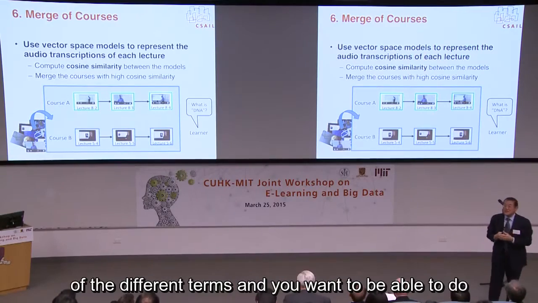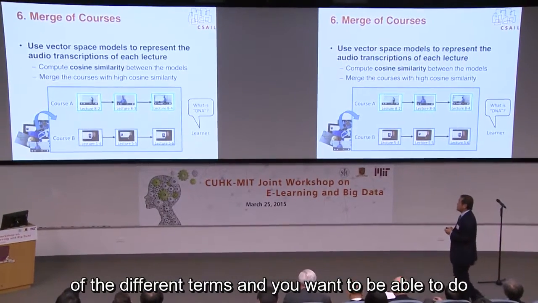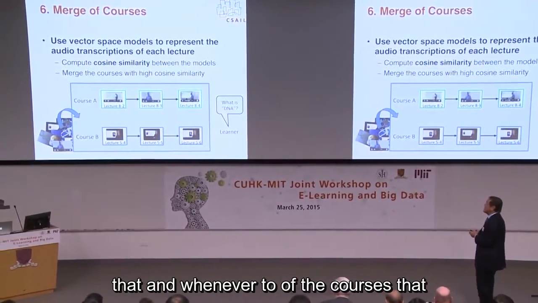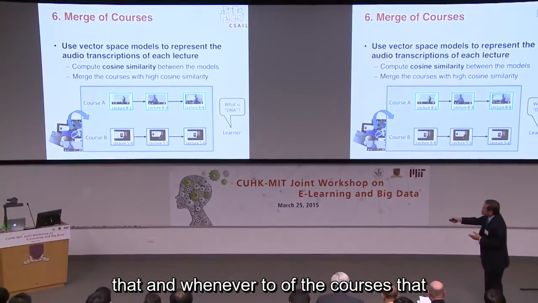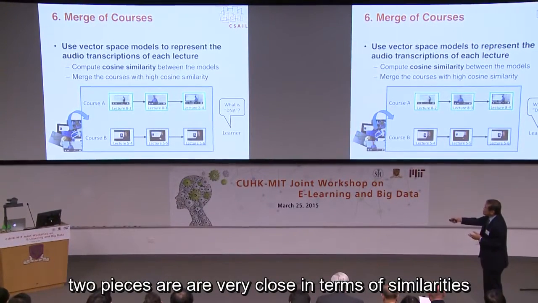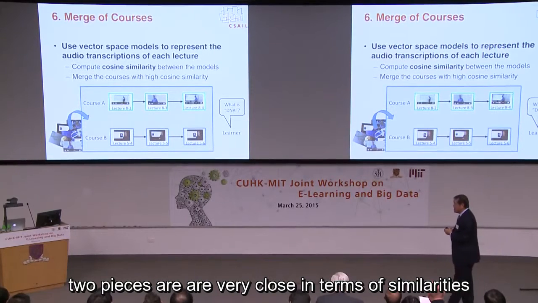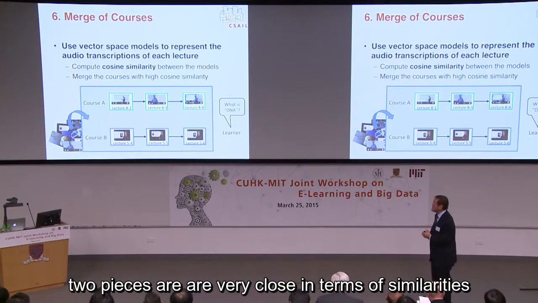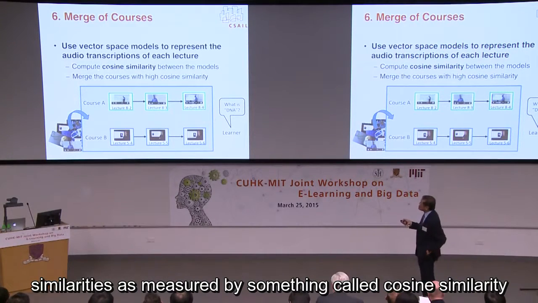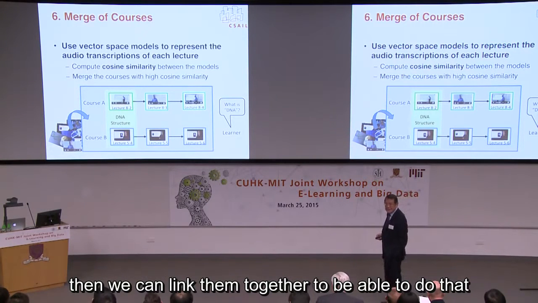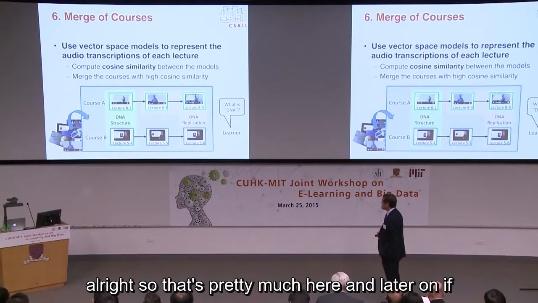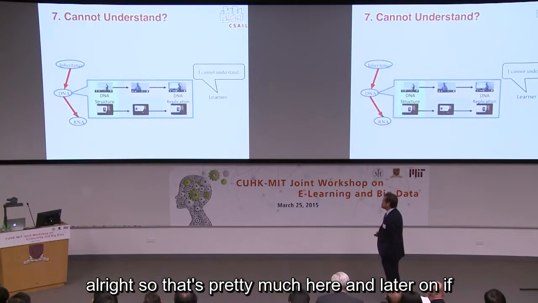A vector consists of the different terms. And you want to be able to do that. And whenever two of the courses, two pieces, are very close in terms of similarity, as measured by something called cosine similarity, then we can link them together. All right? So that's pretty much it.